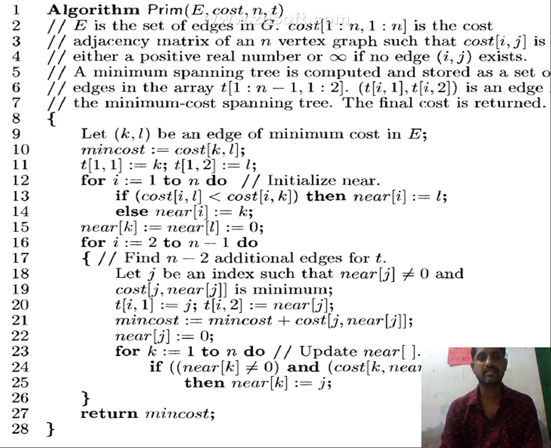A minimum spanning tree is computed and stored as a set of edges in an array, that is T of 1 to n minus 1 comma 1 to 2, where T of i comma 1 and T of i comma 2 is an edge in the minimum cost spanning tree. So then we can find the total cost and return.